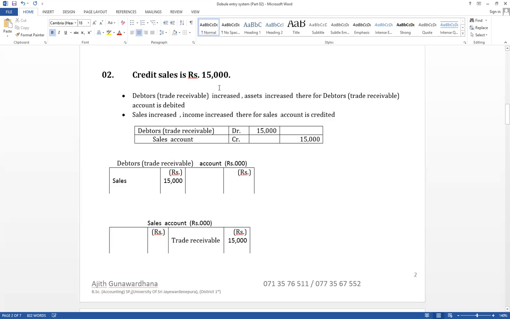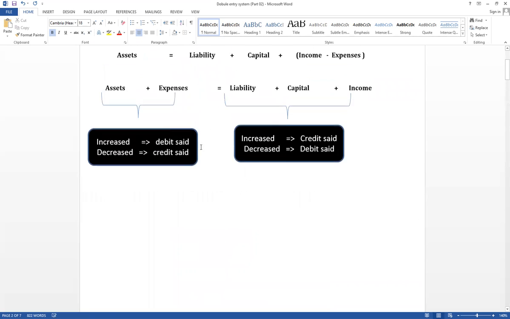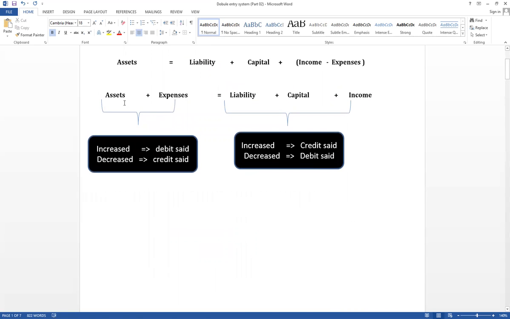Think about which elements change. Debtor increases, sales increase. Debtor is an asset increase, sales is an income increase. If an asset increases, the asset account is debited. Therefore, debtors account debit, sales account credit. Double entry system basic theory: if asset and expense increase, debit side. If asset and expense decrease, credit side. Liability, capital and income increase, credit side. If those decrease, debit side.